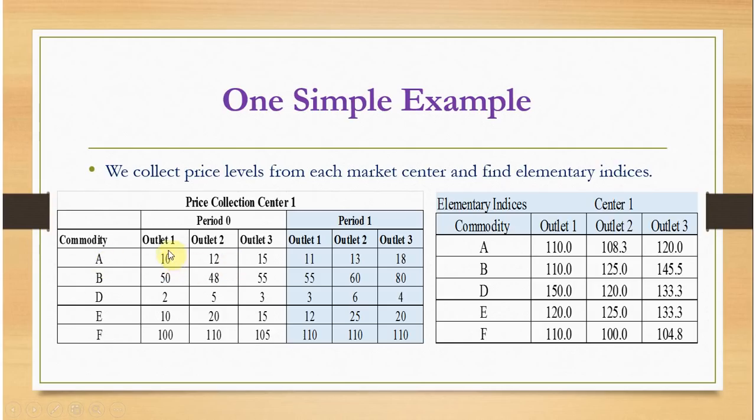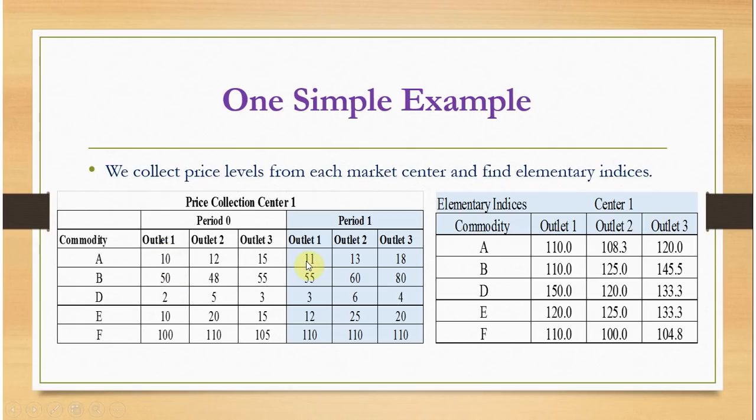The price in first shop is 10, second is 12, and the price of the same good in third shop is 15. So similarly, in period 1, we again collect the prices from those shops of the commodities. And now we go to calculate elementary indices. So the elementary index is simply the price in period 1 divided by price in period 0 into 100.